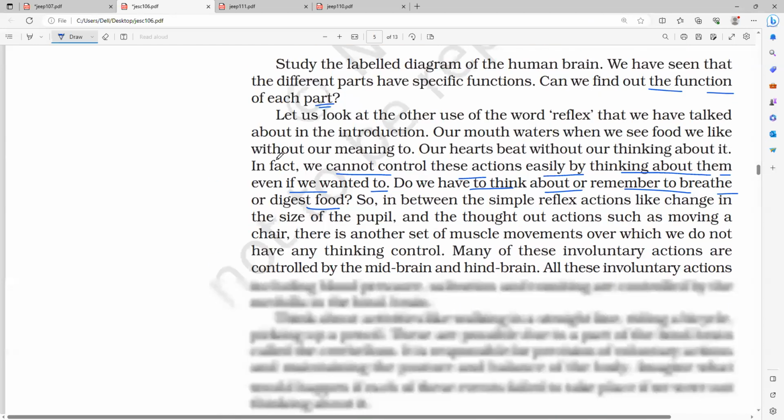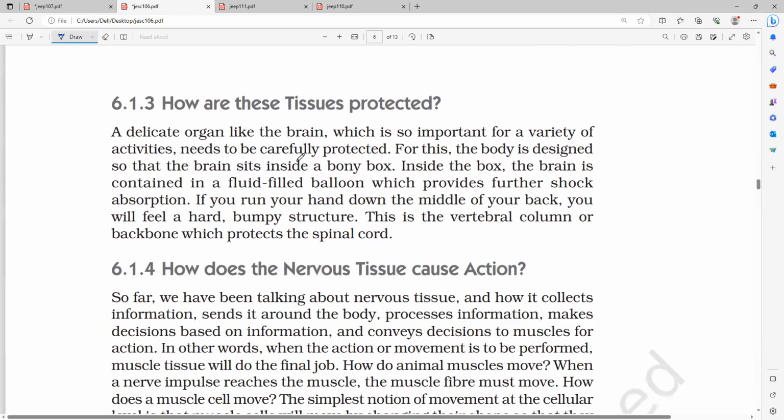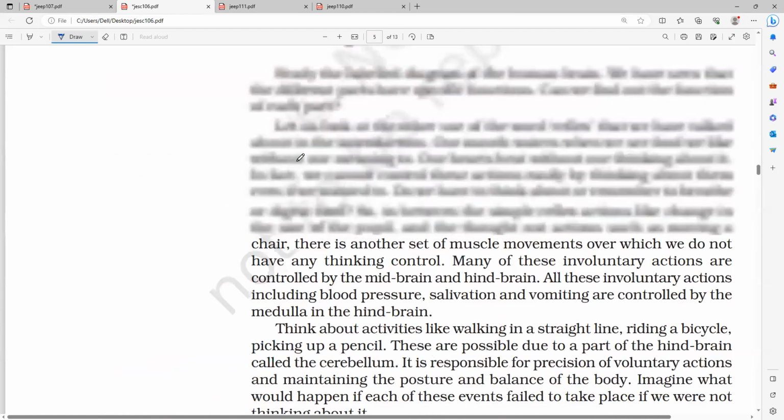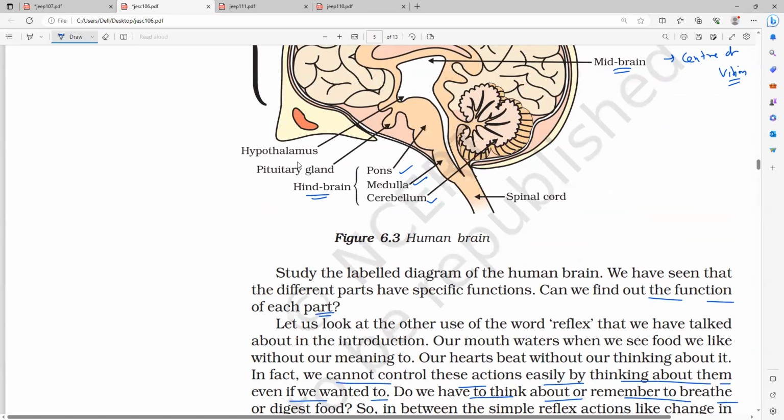And the spinal cord is protected by what? The vertebral column. That's all. Nothing else is there. The spinal cord is actually protected by the vertebral column. That's all. Please note it.